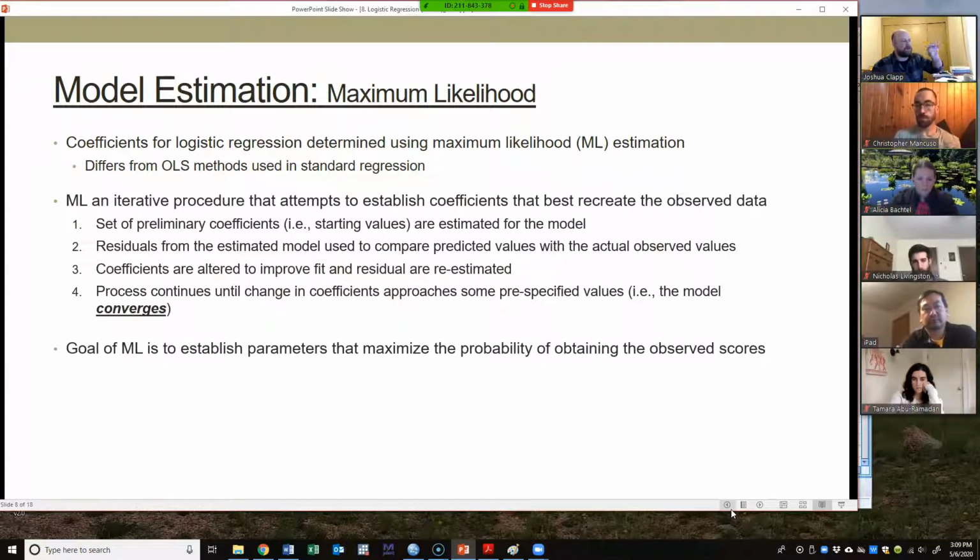Convergence means that further tweaking of these coefficients is just producing minor changes in the model, and then we say that we've converged. With this iterative process, the system starts out with a random set of values and runs through until the model gets to the best approximation of the actual observed data that we have, and then we say this is as good as we've got. The goal of our maximum likelihood estimator is to get parameters that maximize the probability of obtaining the scores that we've seen in our data. It's building us a model that says, with these parameters, this gives us the best likelihood of getting what you're actually seeing in the data you've collected.